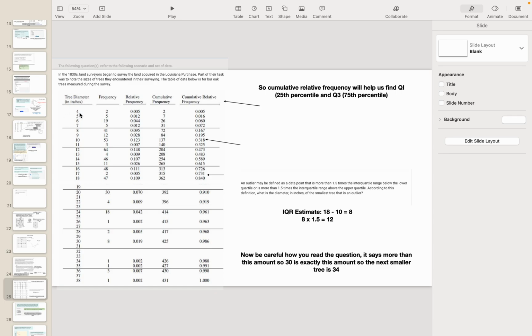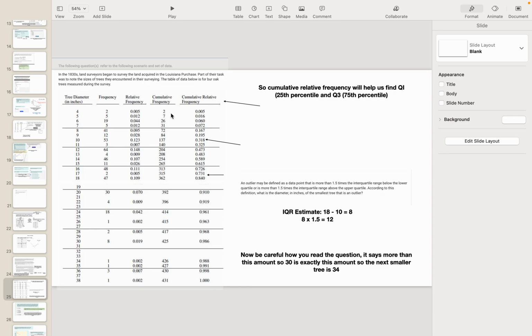There's 4 trees of, the tree of diameter 4, there's 2 of those. That makes up 0.005% of our total sample. That's what relative frequency is telling you: what's the percent of this tree in this sample?